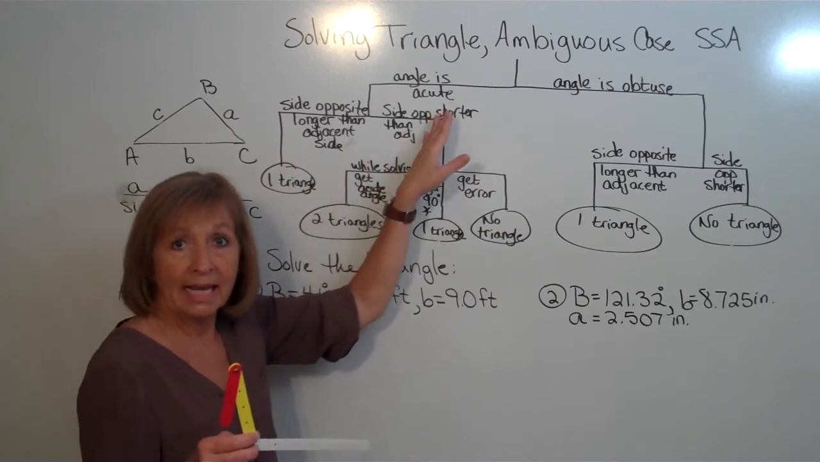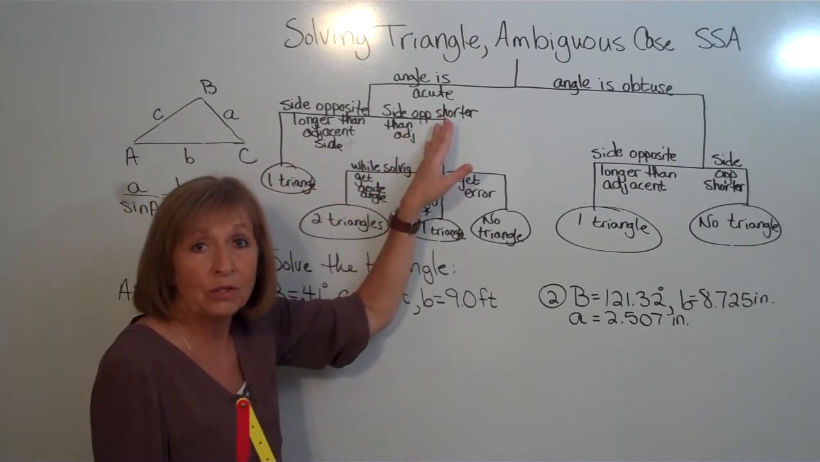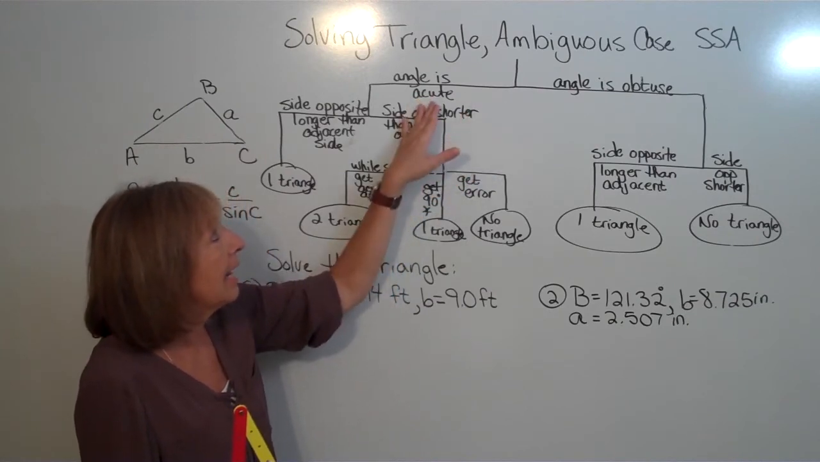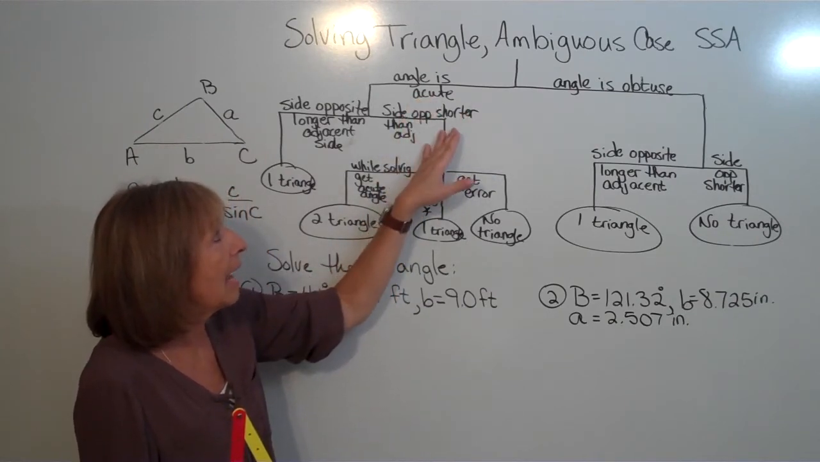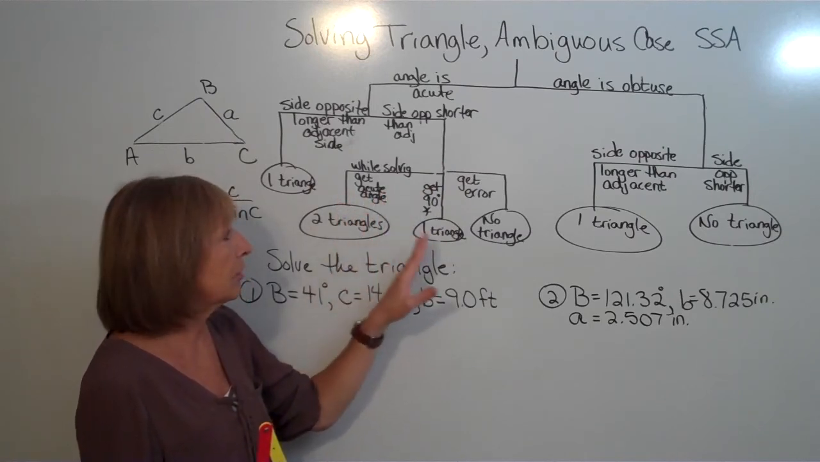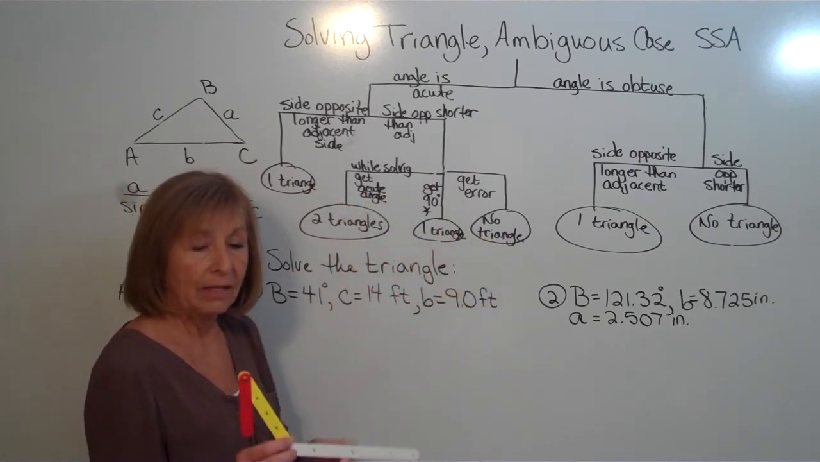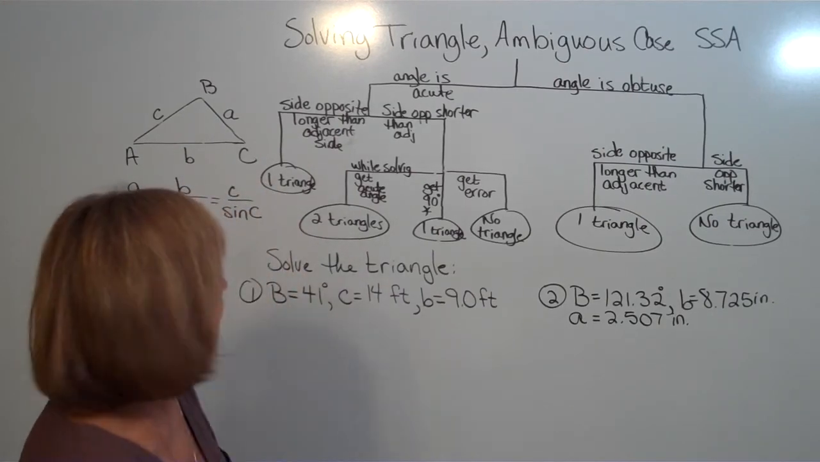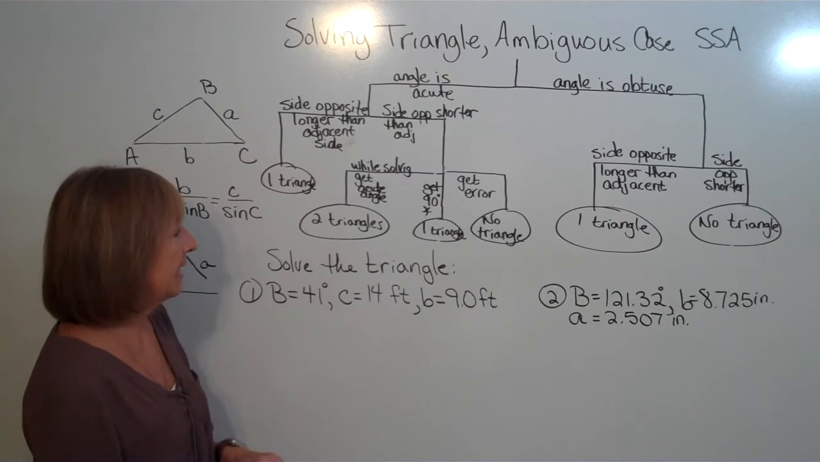The one where you really don't know specifically which one you have until you work through the process is when you have an angle that's acute and the side opposite is shorter than the adjacent, to whether you're going to get two triangles, one triangle, or no triangle. So let's look at some examples of these ambiguous cases.